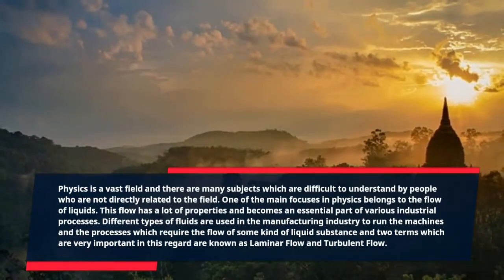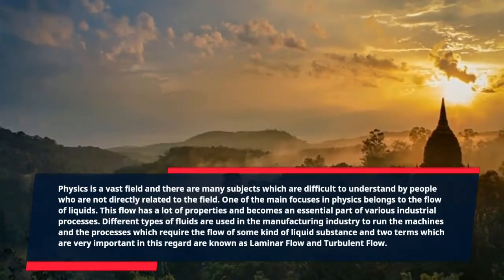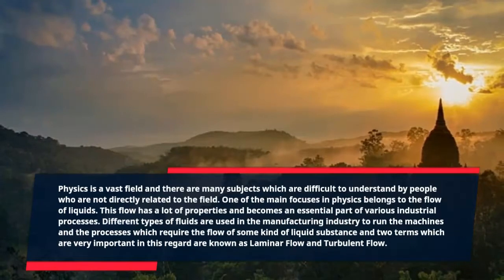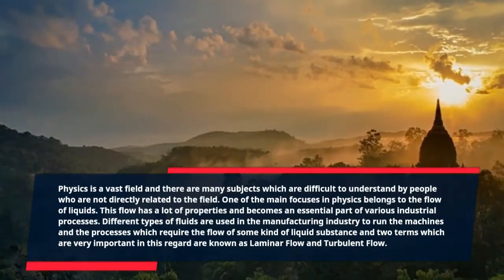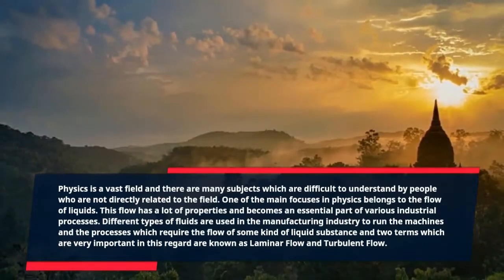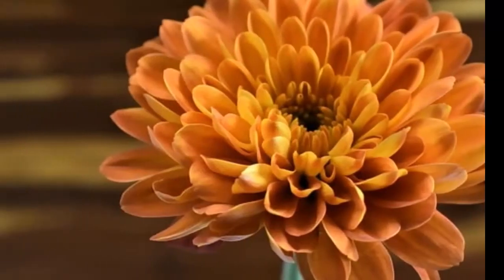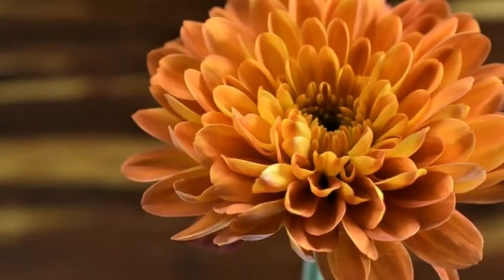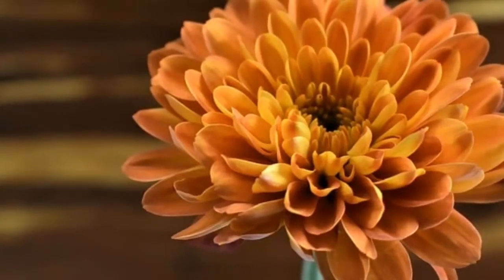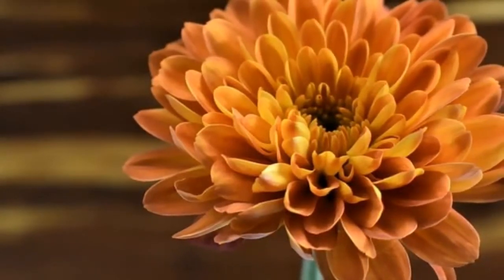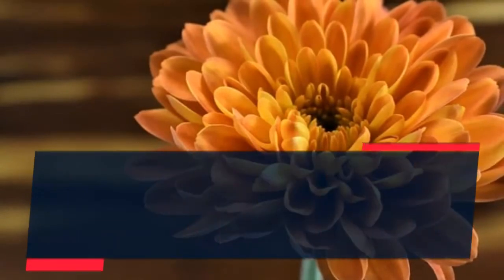Different types of fluids are used in the manufacturing industry to run the machines and the processes which require the flow of some kind of liquid substance, and two terms which are very important in this regard are known as laminar flow and turbulent flow. There are many differences between them. Similarities only are to an extent that both the processes are related to the flow of liquids. The differences between them will be discussed in this article.